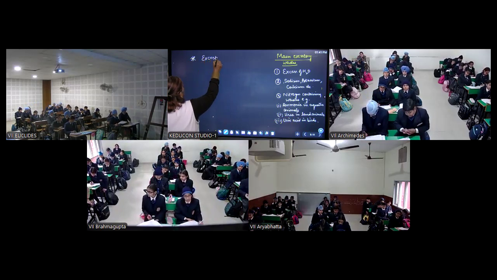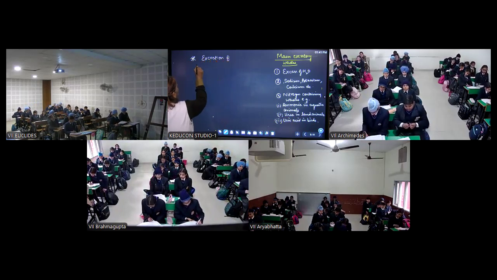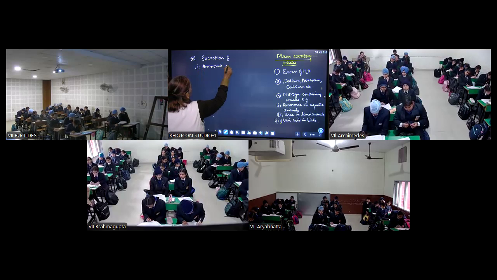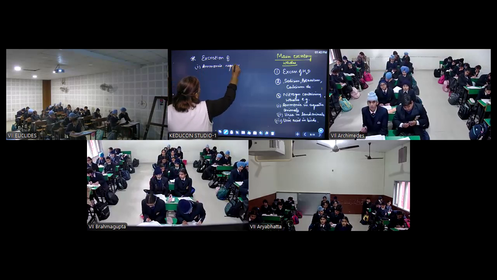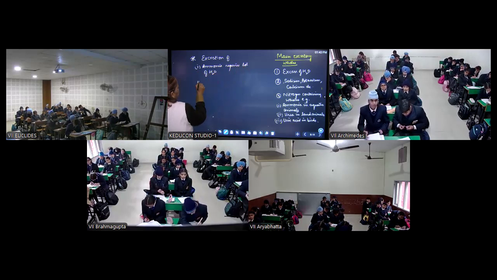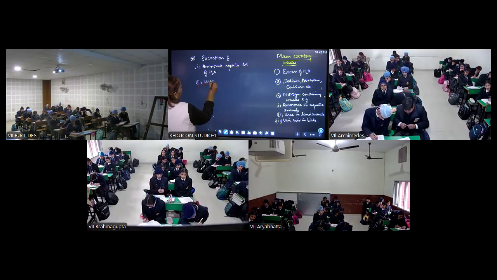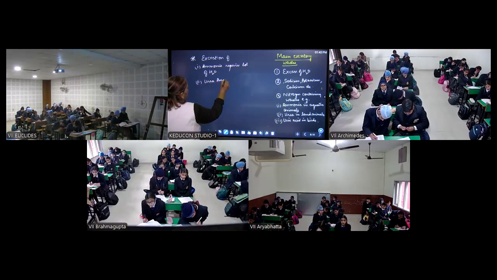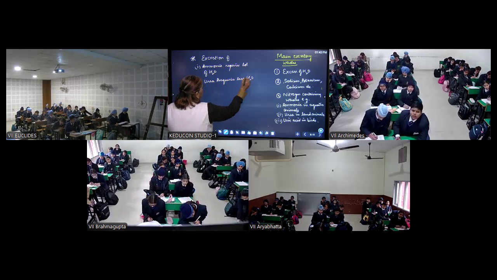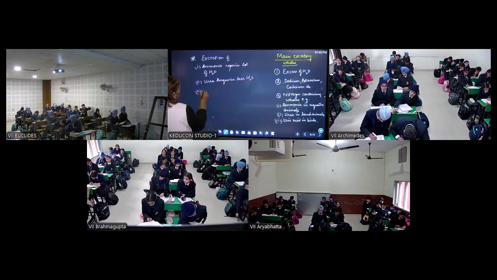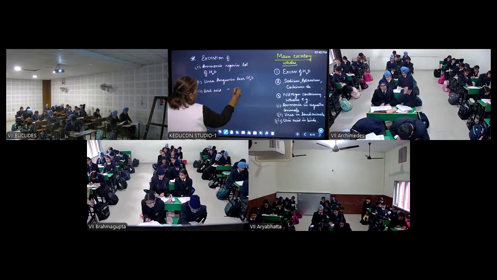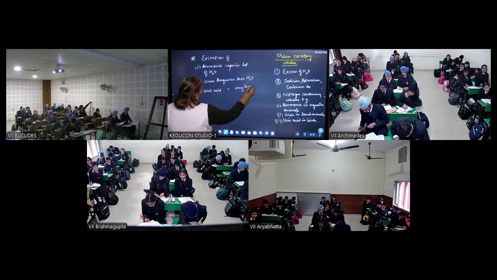तो यहाँ पे इंपॉर्टेंट पॉइंट करके लिखिए, excretion of ammonia requires lot of water. Urea requires H2O, means water. Uric acid requires very less or no water.